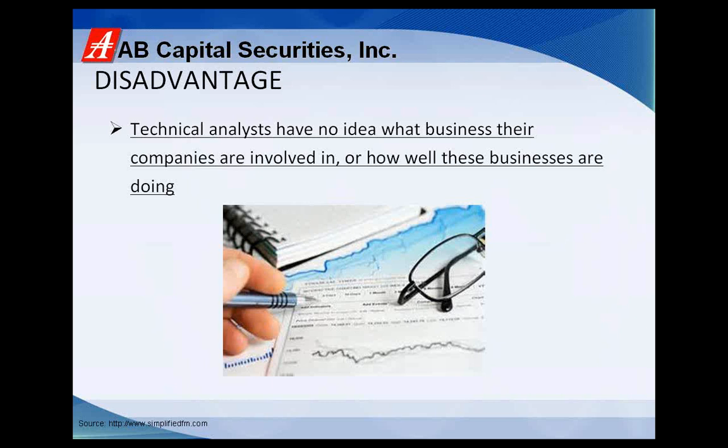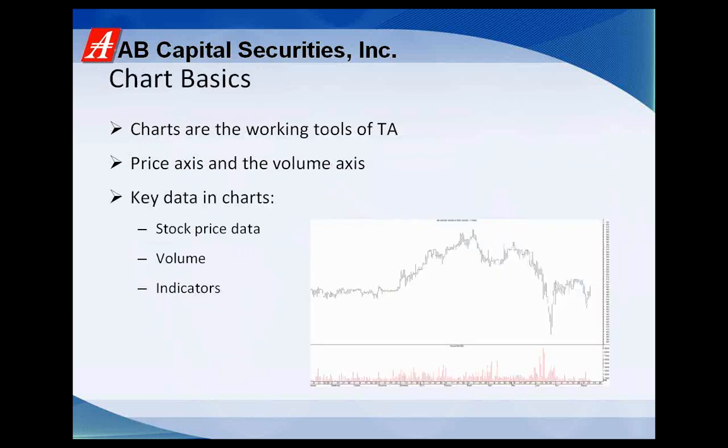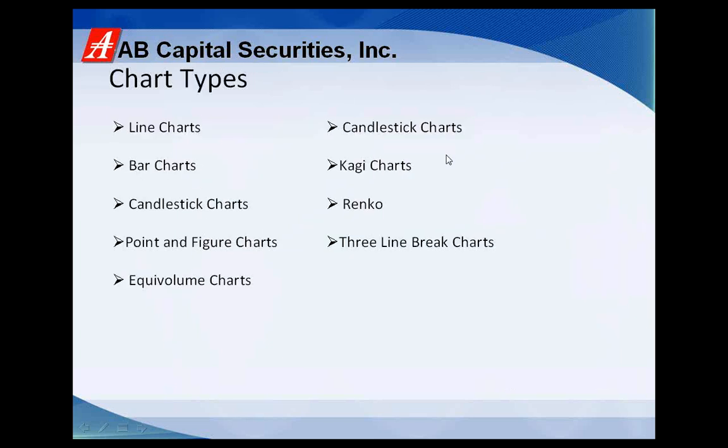Now, what are the basic tools when you do technical analysis? And when we talk about basic, the most basic of which, of course, are the charts. These are the working tools of technical analysis. And the data that we see in charts are basically, of course, the stock price data, which is on the upper portion of the chart, volume, which is on the lower portion of the chart, and of course, key stock indicators. And enumerated in this next slide are the different types of charts that are commonly used in most of the basic stock analysis software right now.